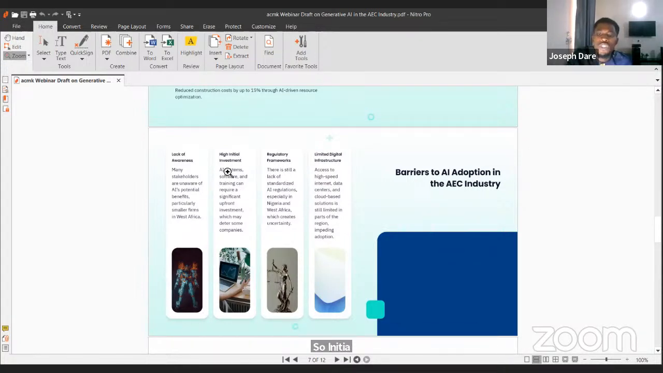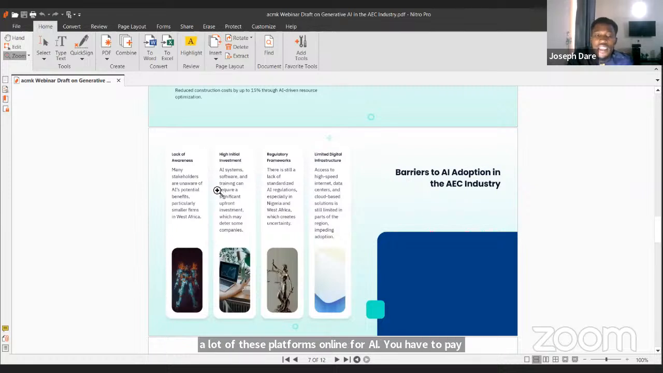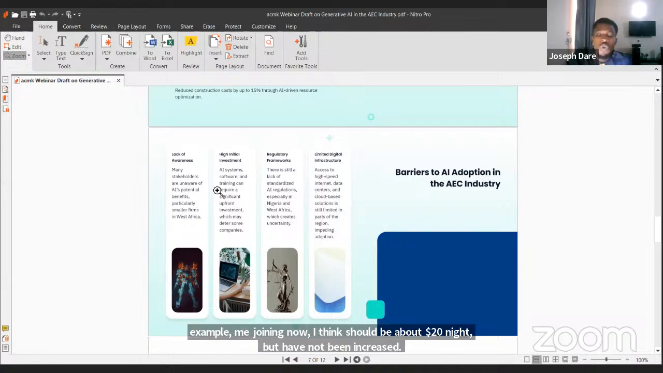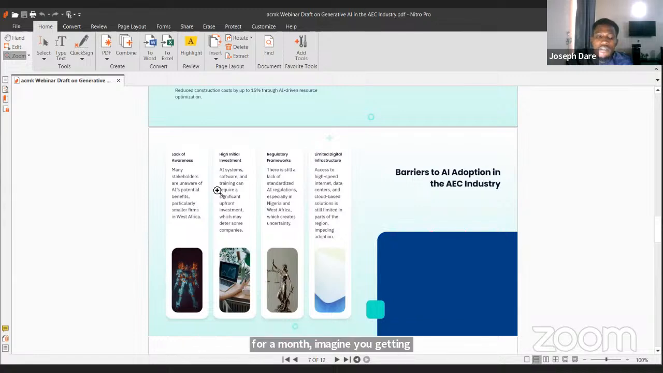Another barrier to AI adoption is high initial investment. A lot of these platforms online for AI, you have to pay to be able to use them. For example, Midjourney now, I think, should be about $20 now. It has not been increased for a month. Imagine you getting a group of firms up to, let's say, 20 people in the firm. So it takes a lot. There's a high investment upfront, which may deter some companies.